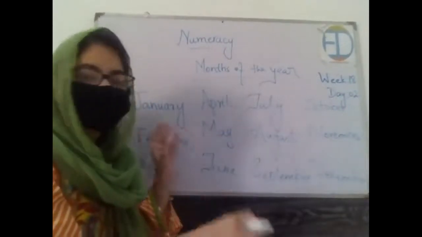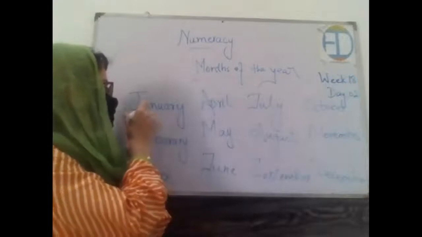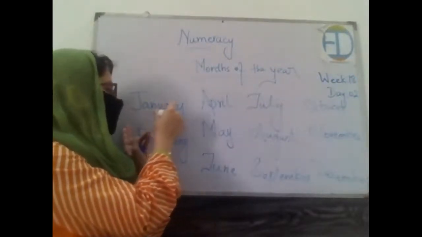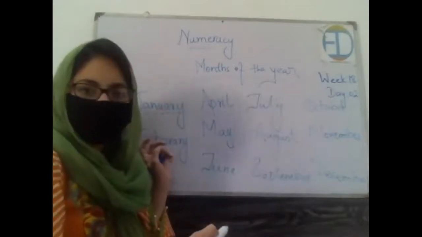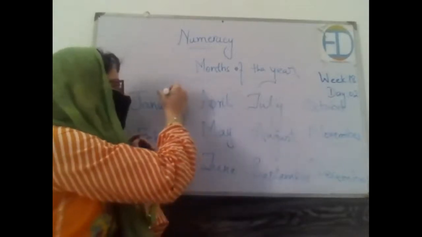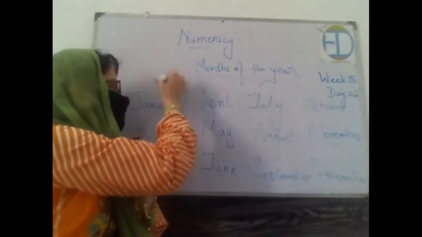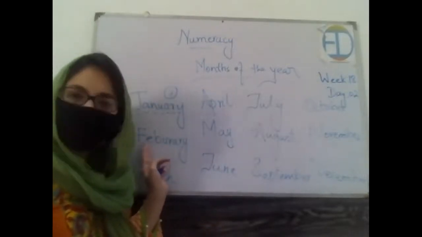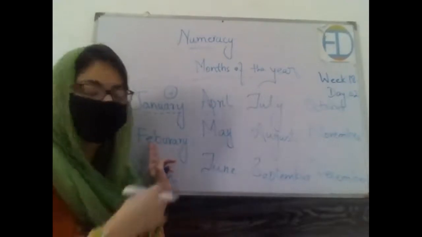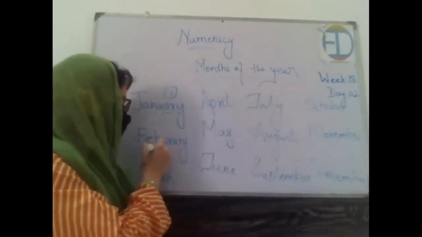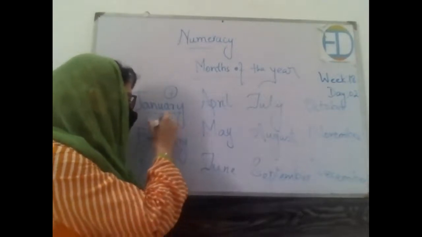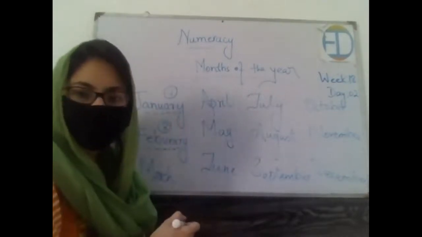Let's start from January, okay? How many letters do we have in January? 1, 2, 3, 4, 5, 6, 7. So write a small 7 like this. Now let's move forward. What if we talk about February? How many letters do we have in February? 1, 2, 3, 4, 5, 6, 7, 8. So write a small 8 in a circle above it.